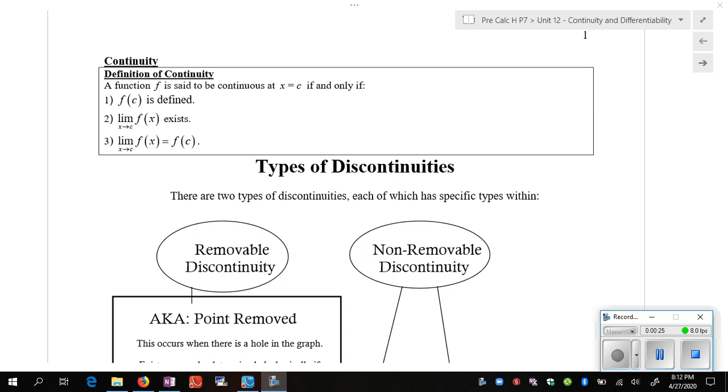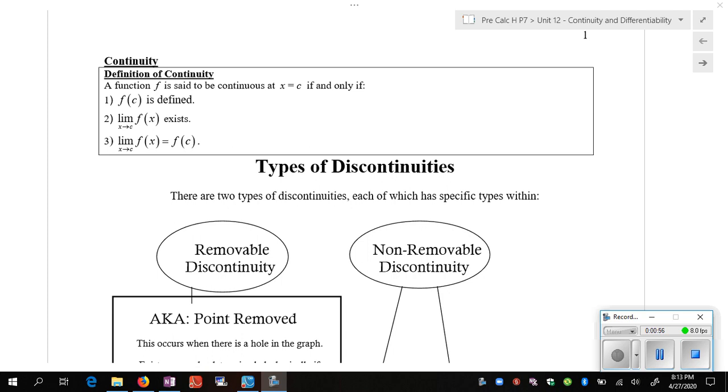We're also going to use limits later on to talk about differentiability and the different types of ways that a function could not be differentiable. So the first thing we need to talk about is what makes something continuous. In order for a function to be continuous at a given point, the function needs to be defined at that point, the limit needs to exist at that point, and the last piece of the puzzle is that the limit at that point and the function value at that point are the same exact thing.